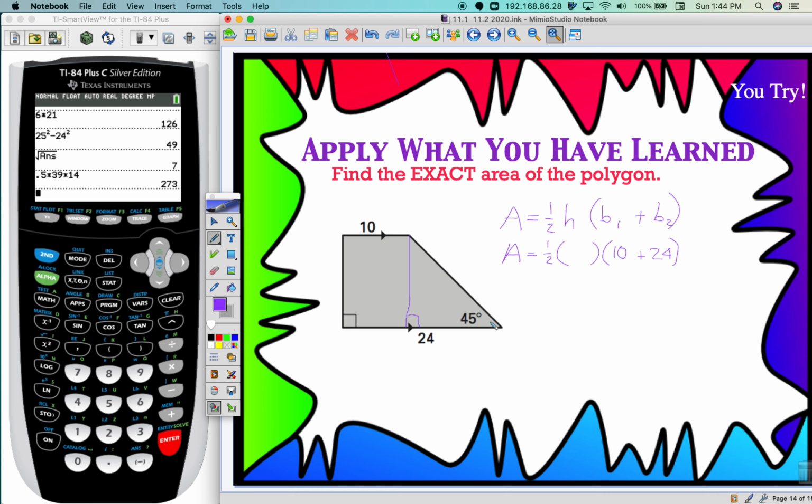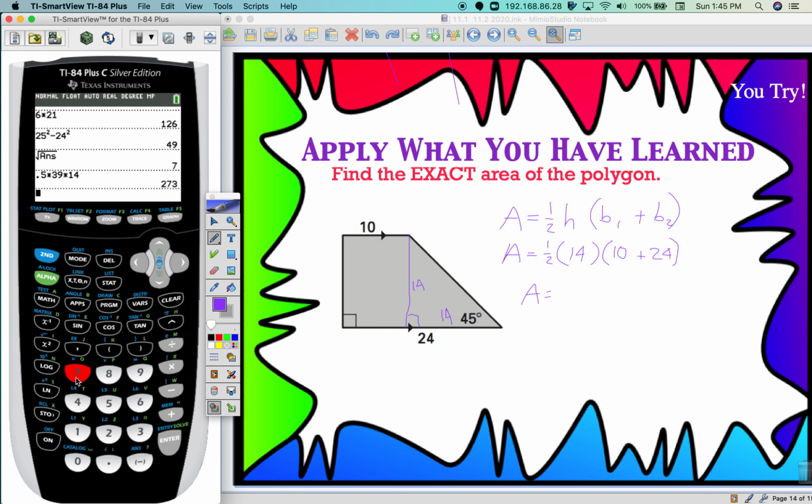All right, so hopefully you can understand where the 14 is coming from. And in a 45, 45, 90 triangle, the legs are the same. And that's how you end up figuring that out. So again, some of this can be done in your head. This is just going to be 7. This, of course, is going to be 34. So 7 times 34. It's 238.